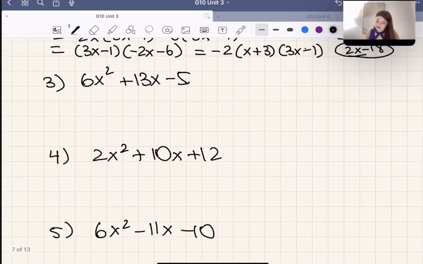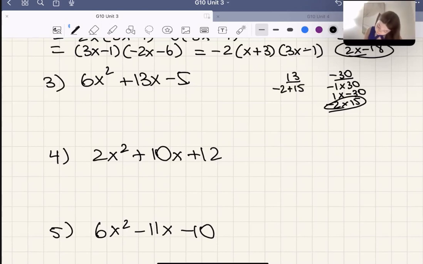Okay, let's move on to number 3. So this time we need two things that multiply to negative 30 and add up to 13. Okay, so let's see. We have negative 1 and 30, 1 and negative 30, negative 2 times 15. Oh, that's the answer. I'm going to stop there because I found my answer. And now let's separate them.